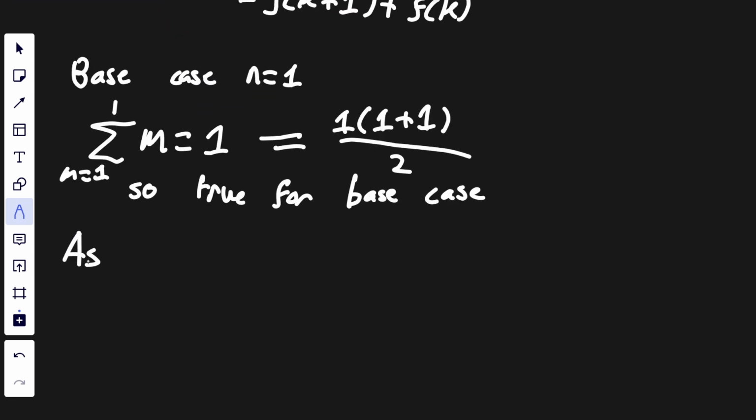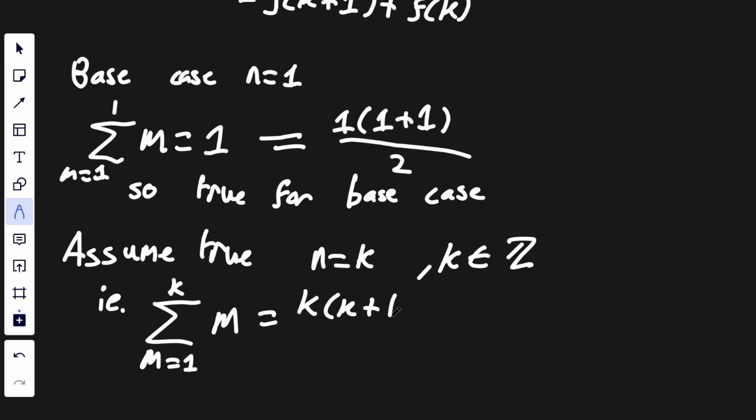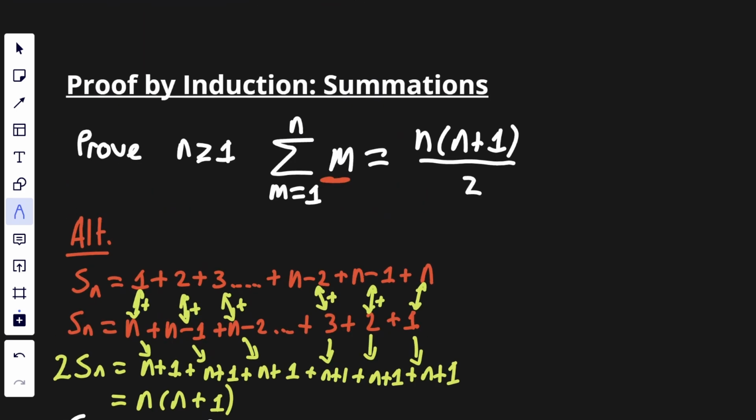Next comes our assumption step. We're going to assume it's true for n equal k, where k is an integer. Really important that we state this. K is not just some number, it has to be an integer. So we know what we're working with and what we've just assumed: the sum from m equals 1 to k of m is equal to k times k plus 1 over 2. All we've done is replaced n with k in our original expression at the top here.